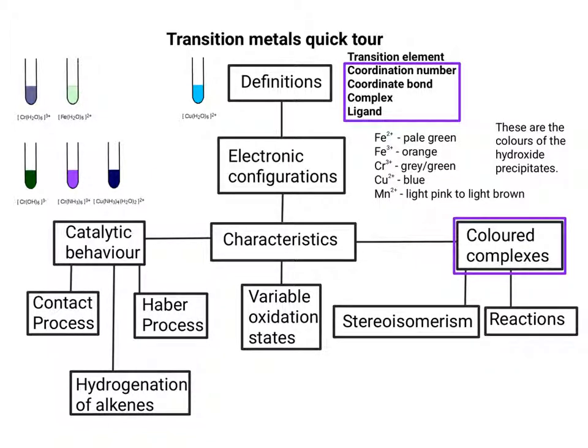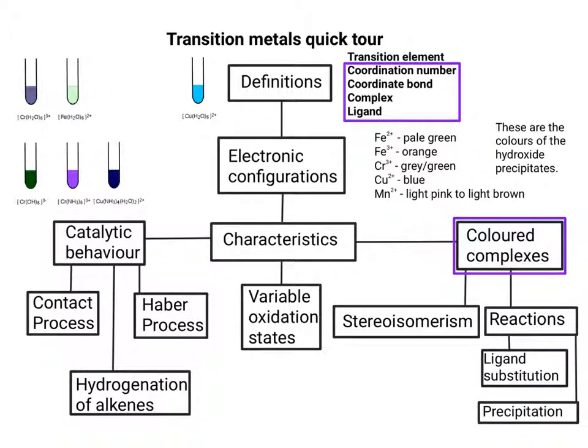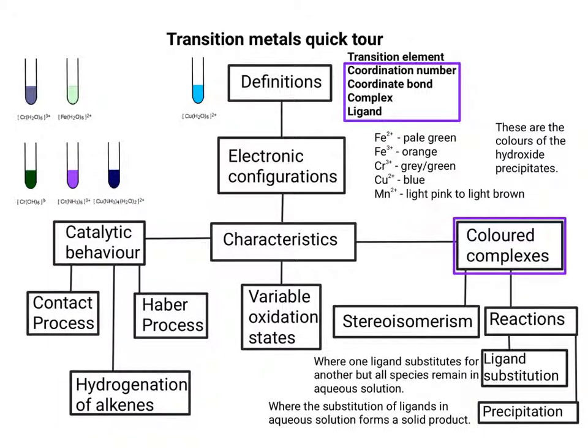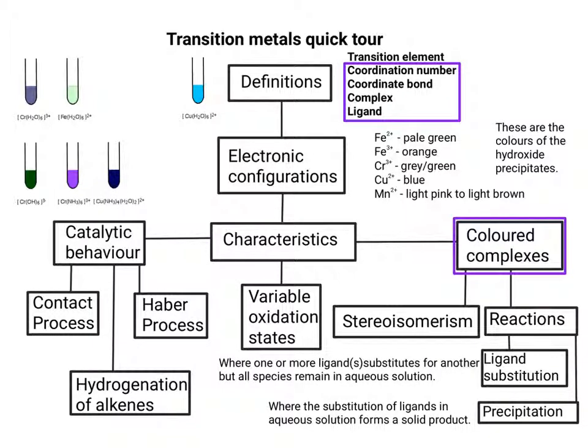And these are the slight alterations for the formation of the hydroxide precipitates. So the reactions can be split into ligand substitutions or precipitations. There's a subtle difference between the two. A ligand substitution occurs when everything stays in aqueous solution, but one or more ligands substitute for another. With precipitation, the substitution results in a solid product that's insoluble in water.